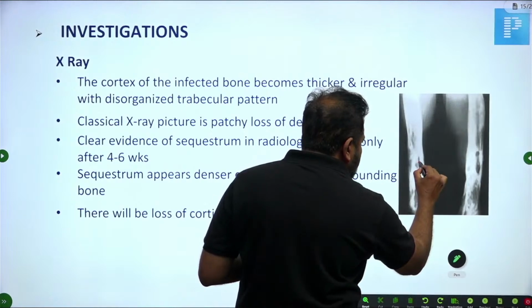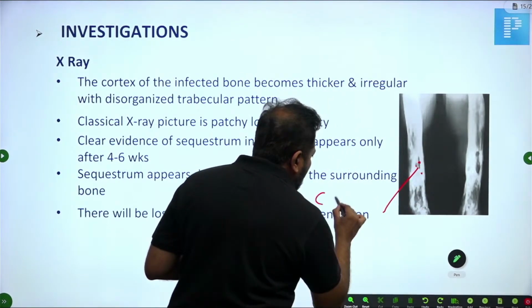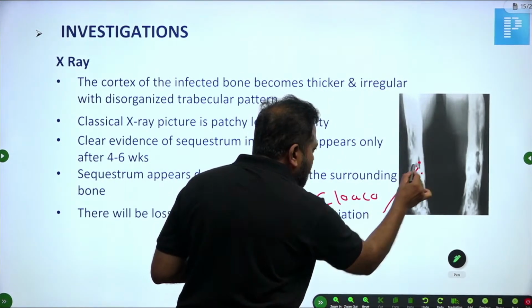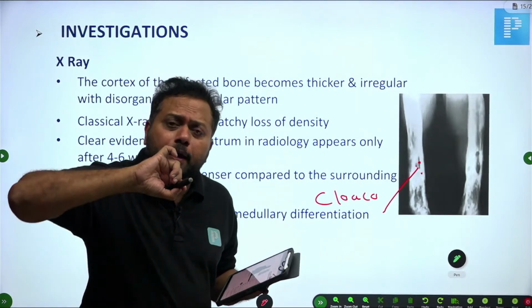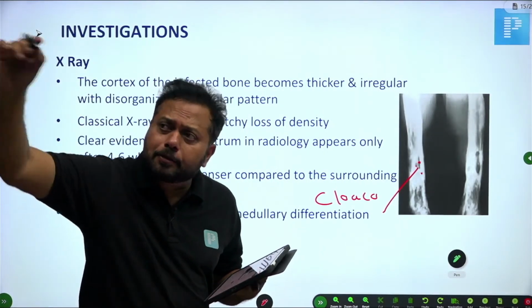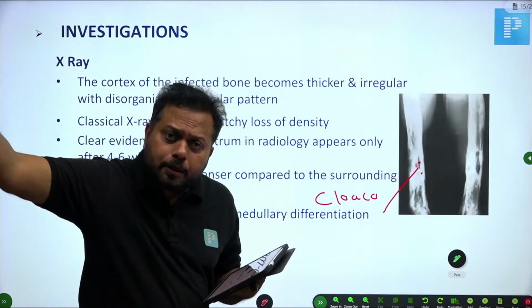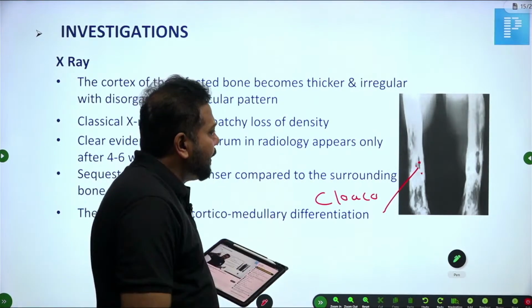Small holes are seen. These holes are called cloaca. Only through the cloaca does the dead sequestrum come out through the sinus tract, and it is discharged out through the discharge. That's called cloaca.